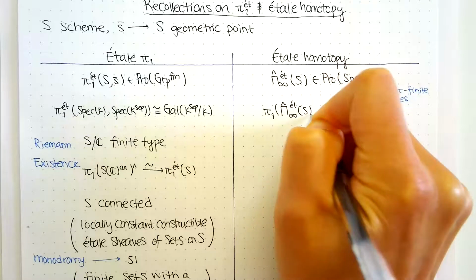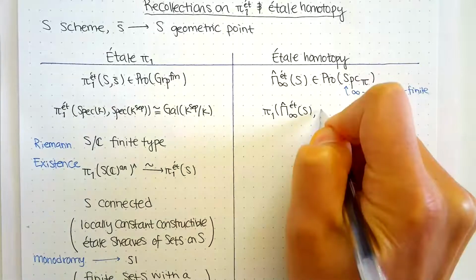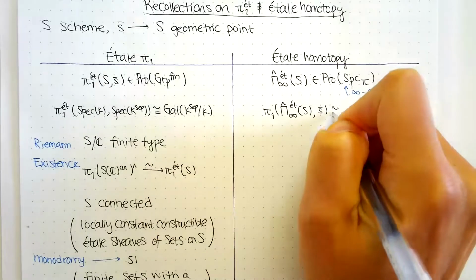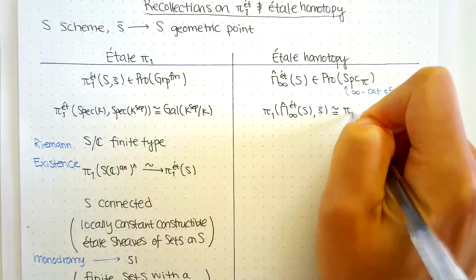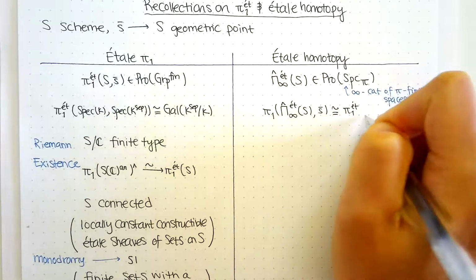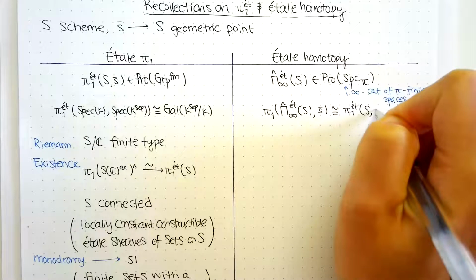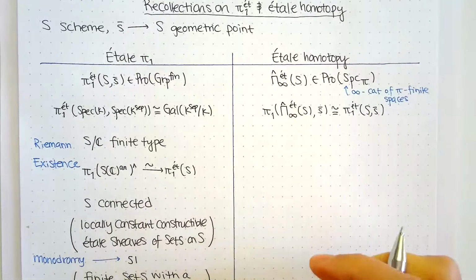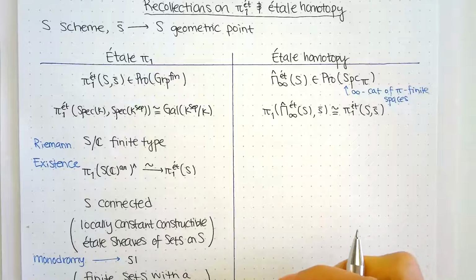and it turns out that in this setting, it makes sense to take it with respect to a geometric point, and this recovers Grothendieck's Étale pi 1. But in general, this is not n truncated for any n. It has some higher homotopy.